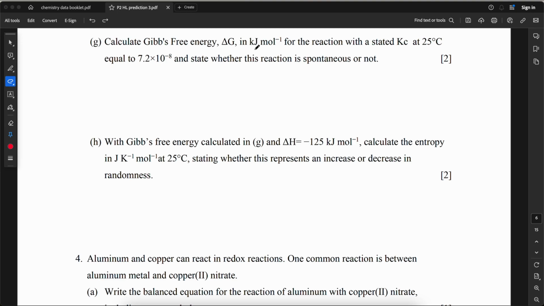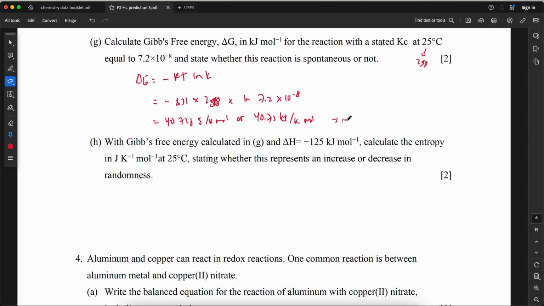Calculate Gibbs free energy delta G in kilojoule per mole for the reaction with a stated Kc at 25 degrees Celsius equal to 7.2 times 10 to the power negative 8, and state whether this reaction is spontaneous or not. So the formula is delta G equals negative RT ln K. So that would be negative 8.31 times 298 times ln 7.2 times 10 to the power negative 8, which would be 40,728 J per mole, or 40.73 kilojoule per mole. So this one is non-spontaneous because delta G is positive.